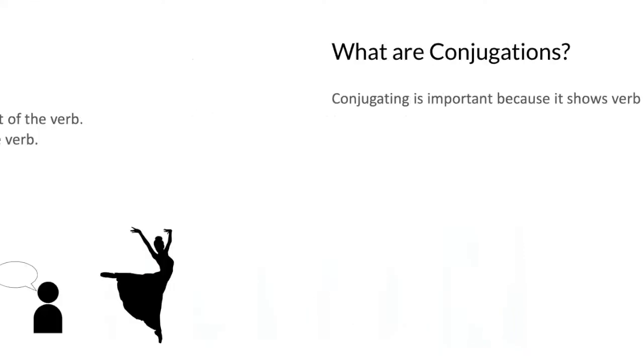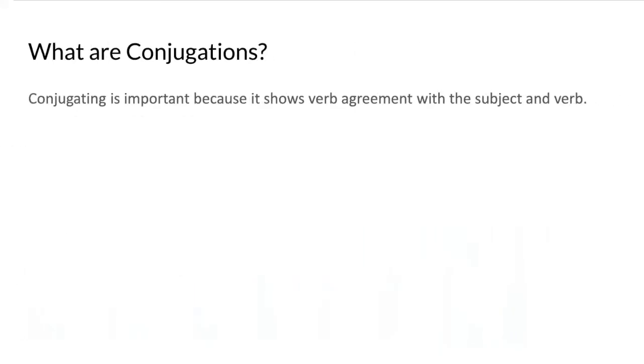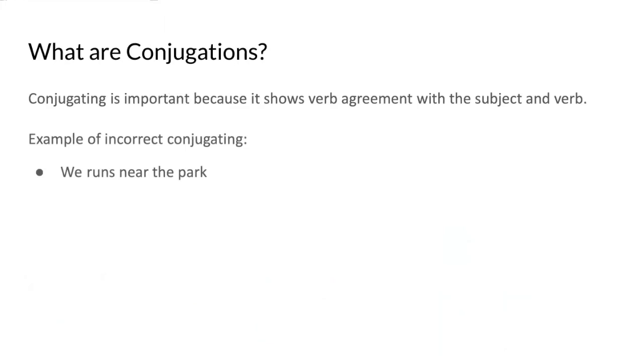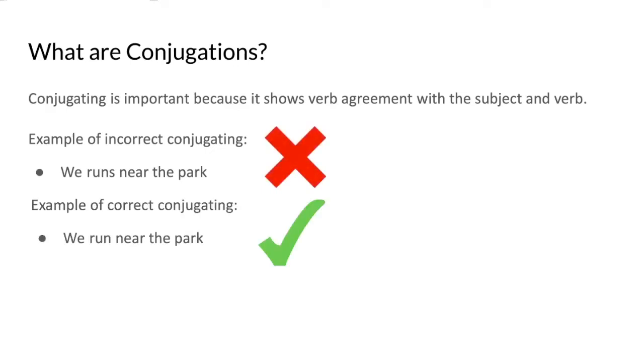What are conjugations? Why are they important? So conjugating is really important because it shows verb agreement from the subject and the verb. An example of an incorrect conjugation is we runs near the park. It doesn't sound correct. The subject we doesn't match with the verb runs, so that's incorrect. A correct example is we run near the park. The subject agrees with the verb.